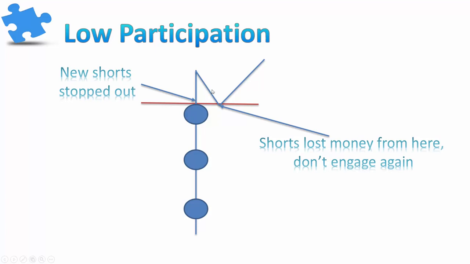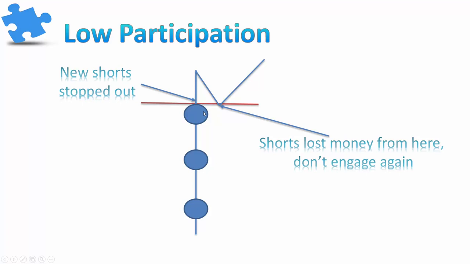So this is a prime example of where we'd expect low participation. Again, we're in a move up. We've had an area of balance where both short and long traders initiated new positions. As we move up, the new shorts get stopped out. As we move back down, the pullback, we often get as low as the top of that previous high volume area and suddenly nobody's there. The shorts that just lost money here don't want to lose money again.